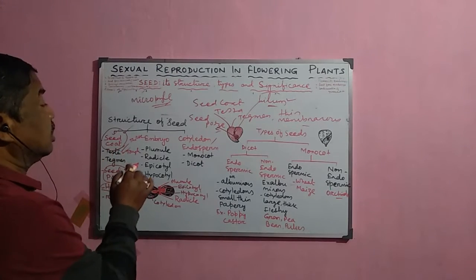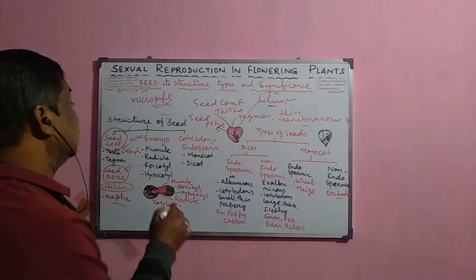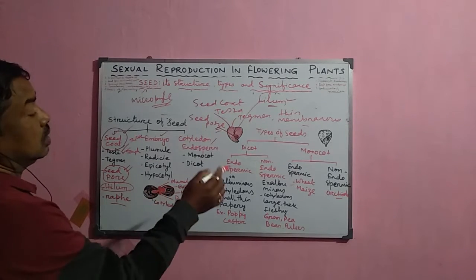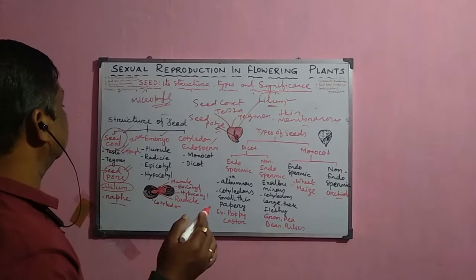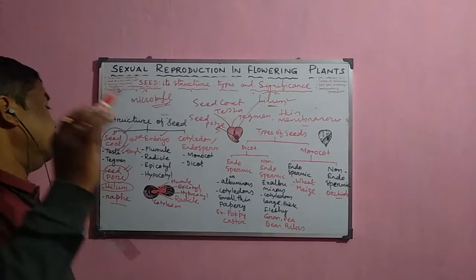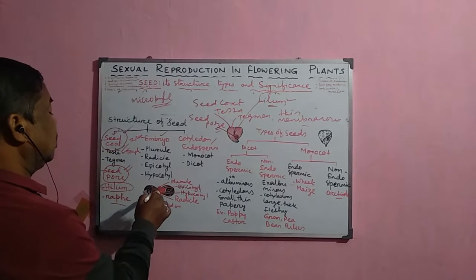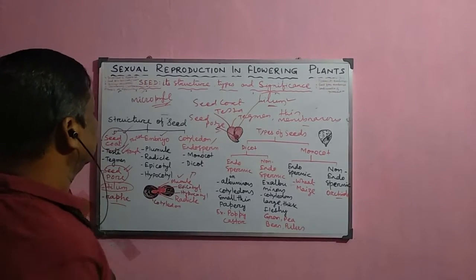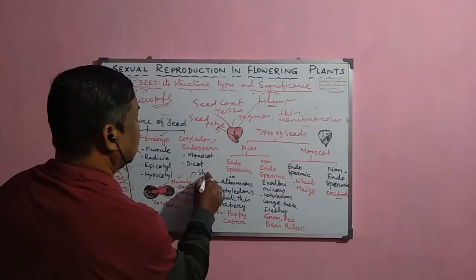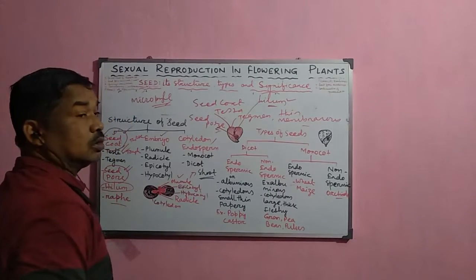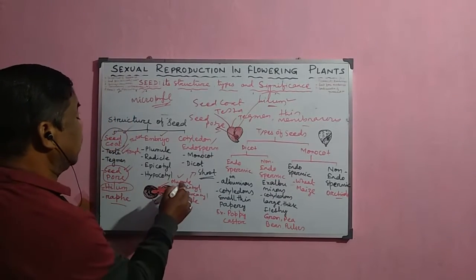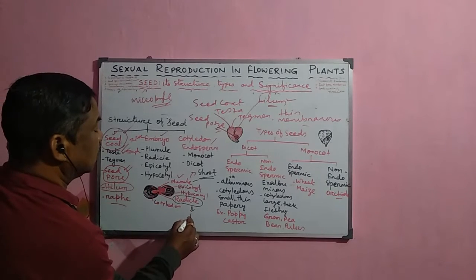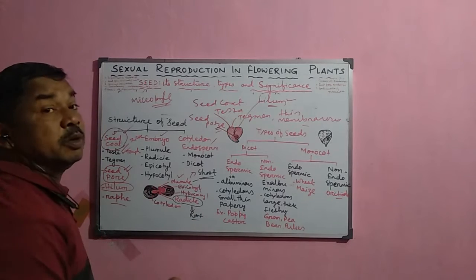Now, the next and most important part of the seed is the embryo. Whether it is a monocot embryo or a dicot embryo, whatever the case may be, it is present in the seed. This embryo contains the upper part, the plumule, which develops into the shoot part of the new plant, and the lower part, the radicle, which develops into the root of the new baby plant.